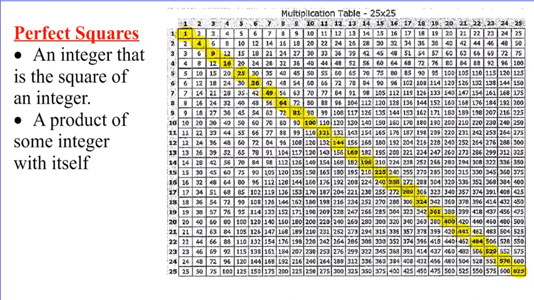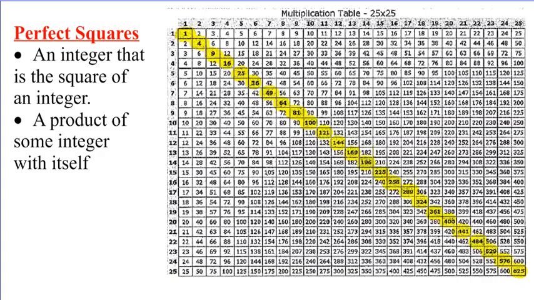On your multiplication table, we've highlighted your perfect square factors from our integers 1 through 25. It would make things a lot easier on you if you memorize the first 15 perfect squares. So we're talking about 1, 4, 9, 16, 25, 36, 49, 64, 81, 100, 121, 144, 169, 196, and 225. If you can remember these perfect squares, that will help in your simplification process.